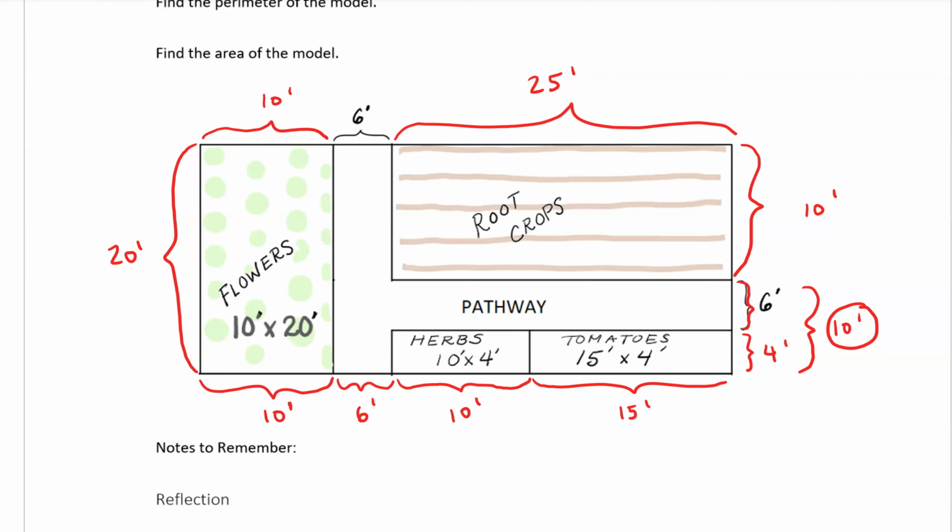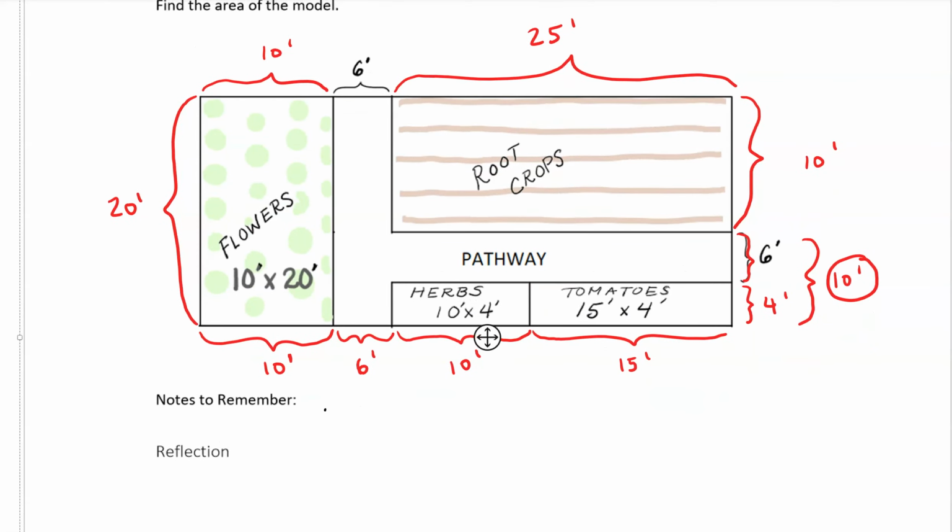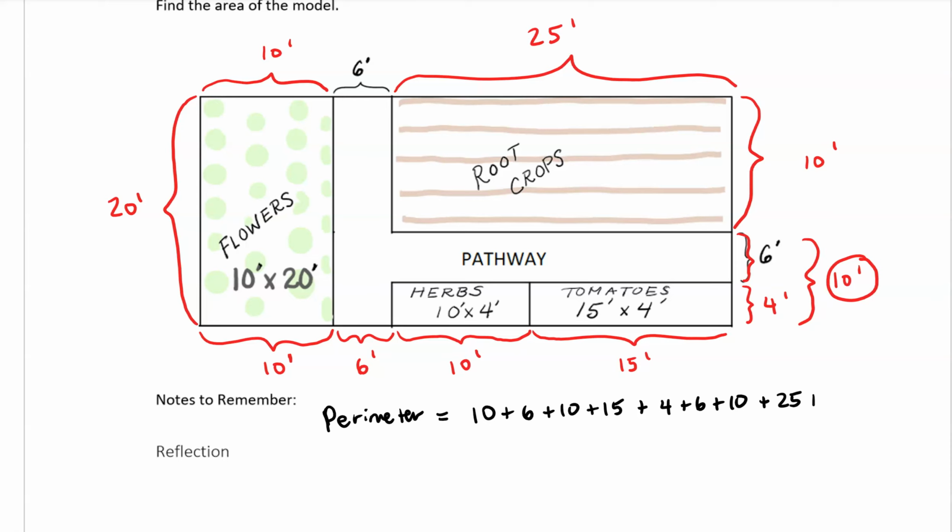So if we are talking about the perimeter then, we're basically going to be adding up all of those lengths, and there are a lot of them. So let's start on the bottom. We're going to do 10 plus 6 plus 10 plus 15 plus 4 plus 6 plus 10 plus 25. Now I'm wrapping around on the top. Plus 6 plus 10. And then the left-hand side is 20. There's probably an easier way to do this though.